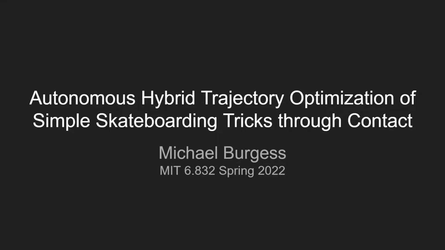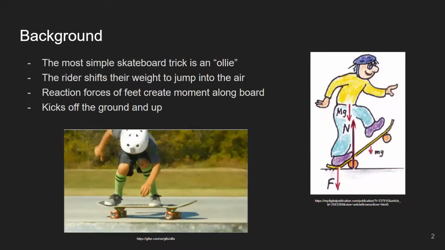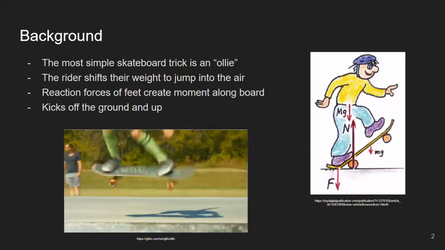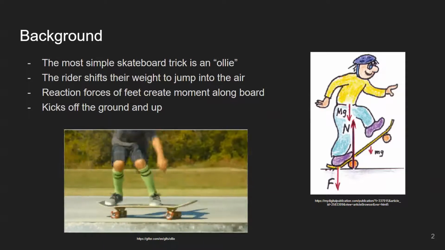For my final project, I developed a methodology of optimizing hybrid trajectories for an underactuated skateboarding system to perform simple tricks. The most simple and ubiquitous skateboarding trick is an ollie. Riders manipulate the board using the contact forces on their feet, essentially shifting their weight backwards to kick off the ground and into the air.